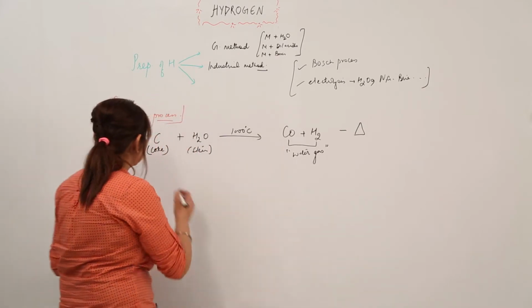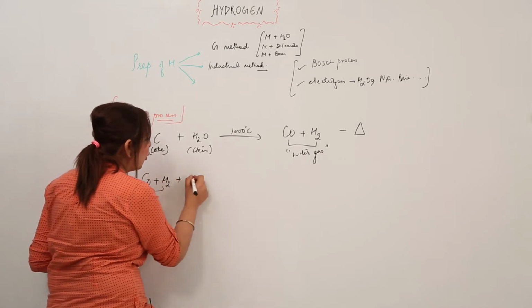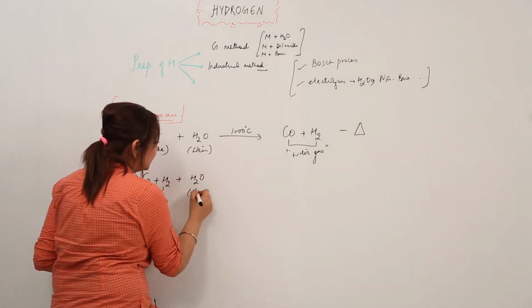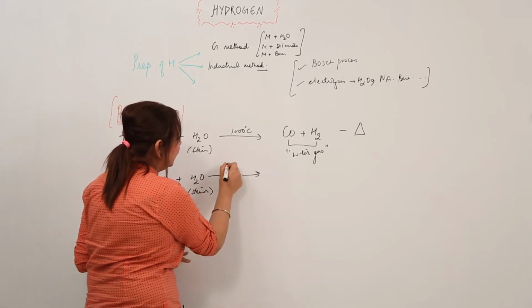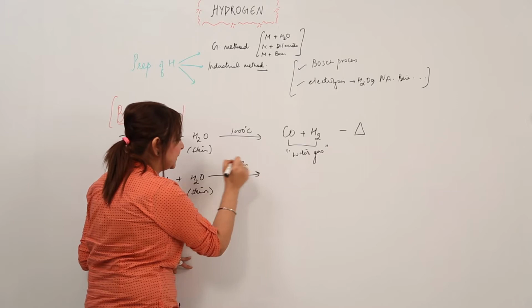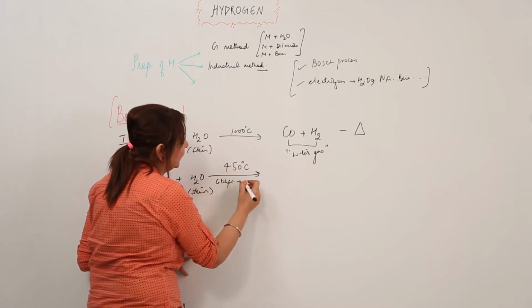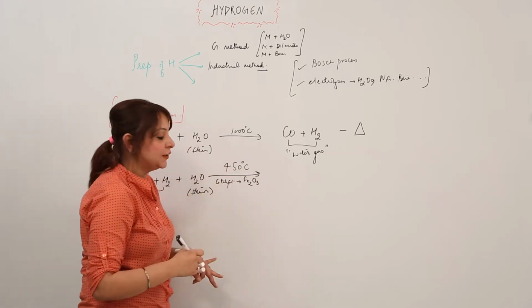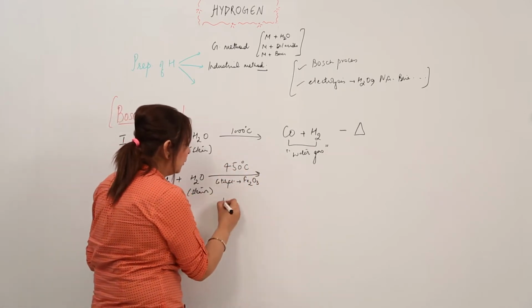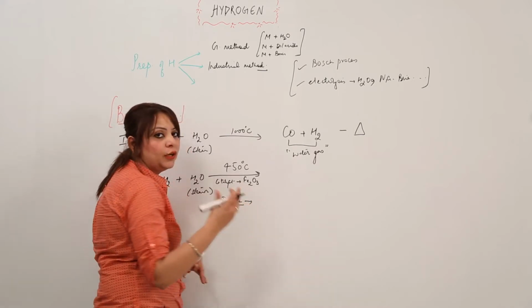So what is that? In the second reaction, this water gas is passed through more steam, that is excess steam, and approximately the temperature is 450 degrees Celsius. This reaction is catalyzed by a catalyst, that is Fe2O3, iron oxide, right? And we do have a promoter, a catalytic promoter.